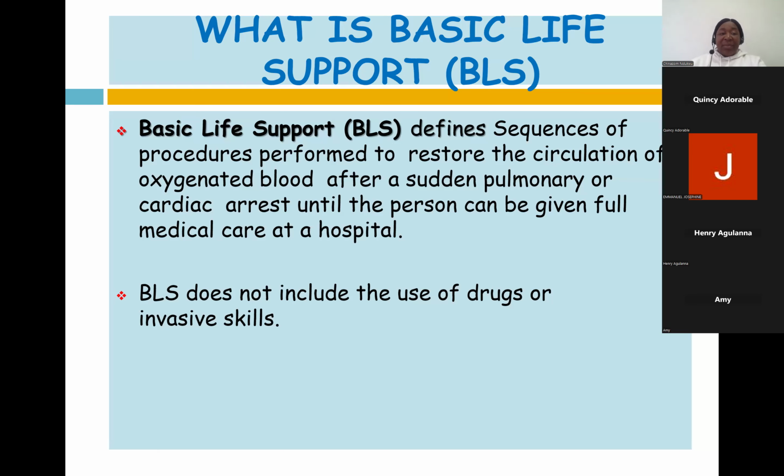So, basic life support. Can you all see my screen, please? Hello?